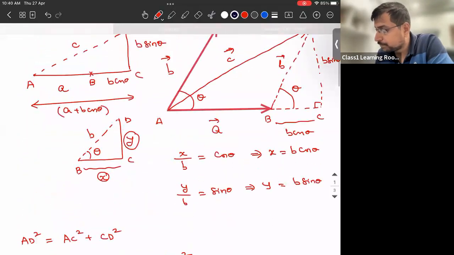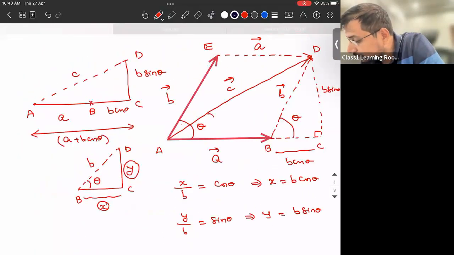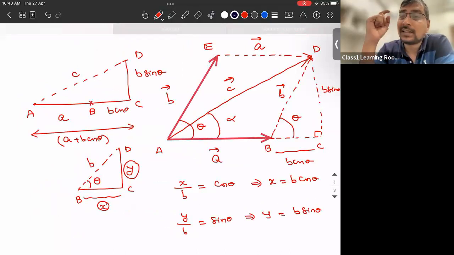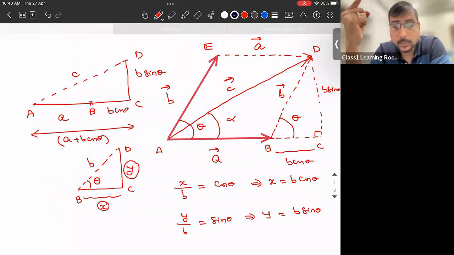Let me complete it. Sometimes what happens is they'll ask you, what is the direction of the resultant? Listen to this carefully. When they say direction, they are not asking about north, east, west, south, something like that. Direction in terms of vectors means angle made by the resultant with any one of the vectors. So here I've taken alpha to be the angle made by C vector, that is resultant, with which vector? With A vector.